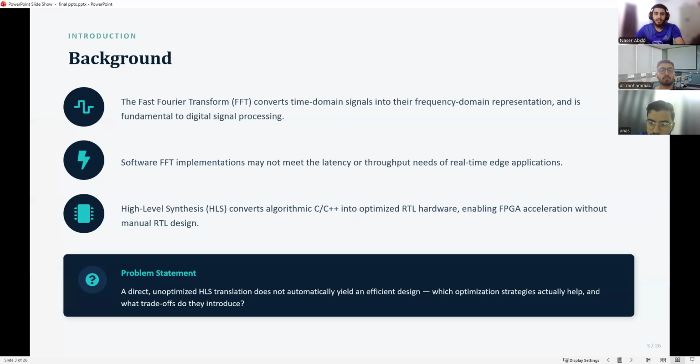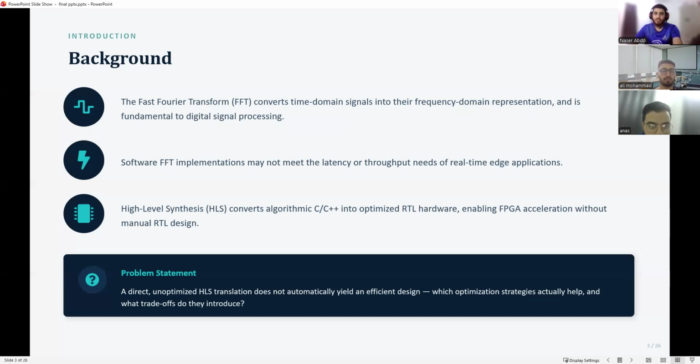To improve performance, we use high-level synthesis or HLS. HLS converts C or C++ into FPGA hardware automatically, making hardware development easier and faster. The main problem is that simply converting C++ code into hardware doesn't always produce the best design. We want to find which optimization techniques improve performance while keeping the hardware resources efficient.